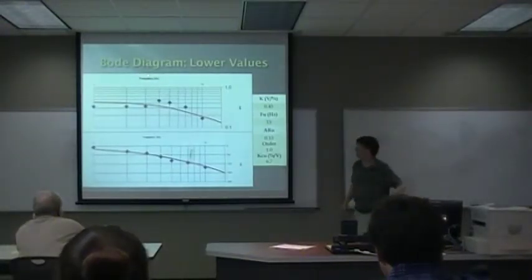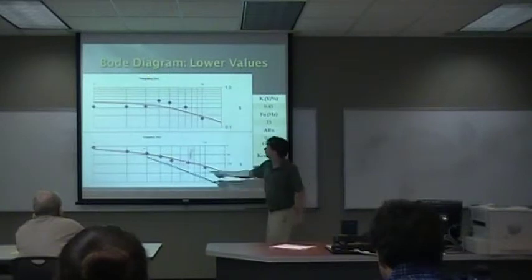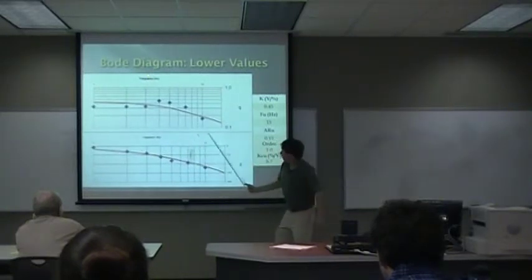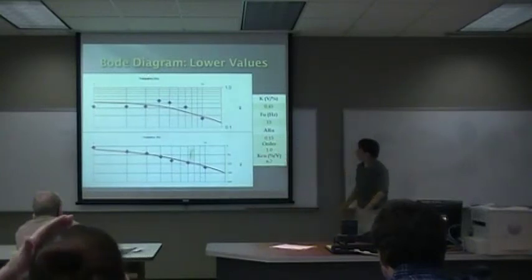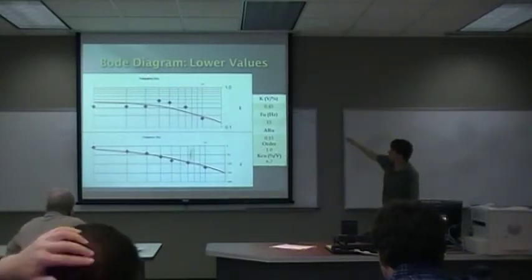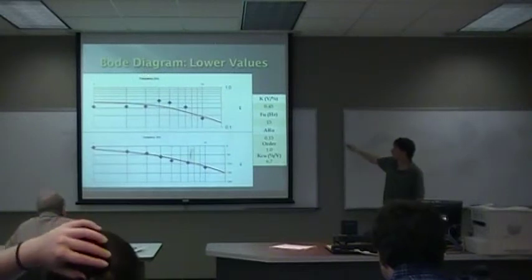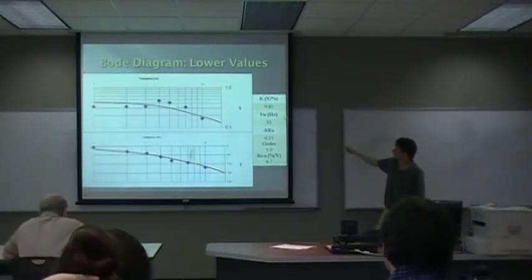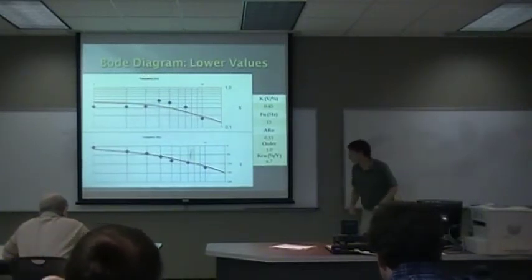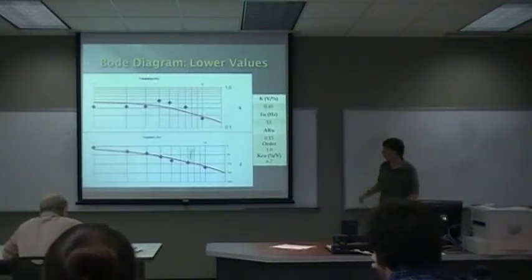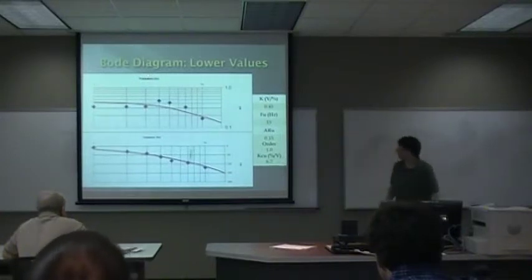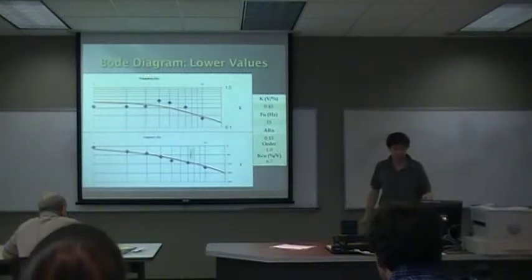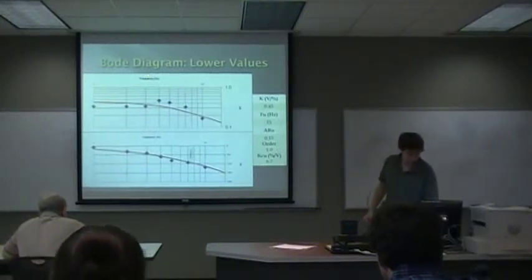And this is the Bode diagram for the lower values right here. This line was fitted to give the parameters of the system for the lower values, as well as K of 0.45 volts per percent, an FU of 15 hertz, average response to the frequency of 0.15. It's first order. The KC is 6.7% per volts.